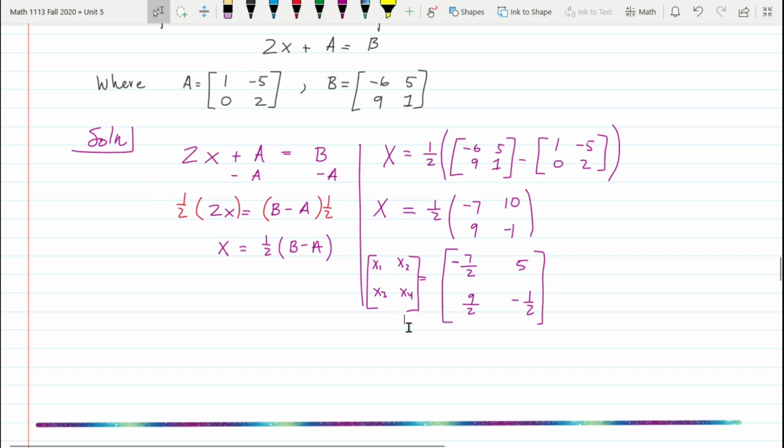Or instead of x, it could have been a, b, c, d, lowercase, right? They're just variables. So keep that in mind. That'll help you be a better problem solver when it comes to matrices.